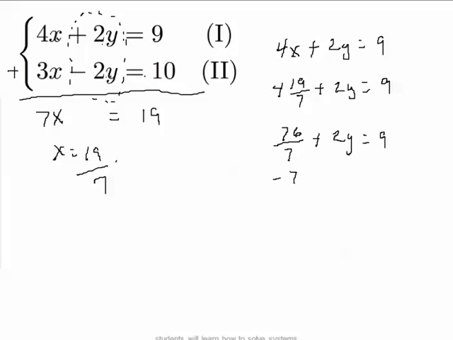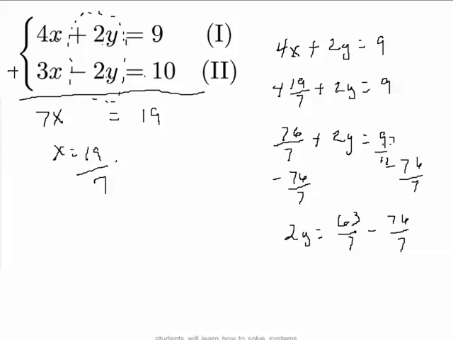I'm going to subtract the 76 over 7 from both sides of the equation. And what am I going to get? I'm going to get 2y is equal to, put this over 7, 9 times 7 is 63, 63 over 7 minus 76 over 7. The reason I did that was so I could do the fractions. All I did there was say, well, that's 9 over 1, so if I multiply that by 7 and that 1 times 7, I get 63 over 7. That's all I did there.